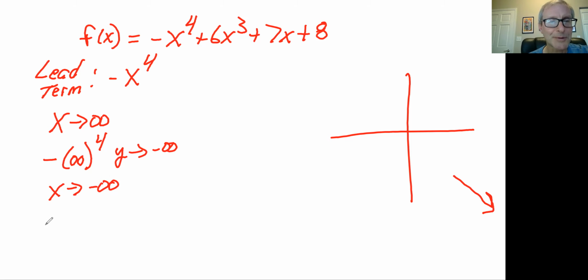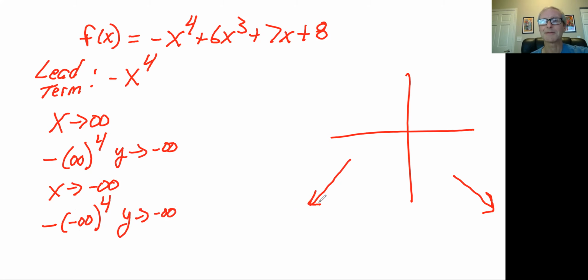Well, you plug that into the leading term. And what do you get? Well, you have four negatives for the fourth power, and then 1 out front is 5, so that's odd as well. So you could see that both of these actually go down. And so over here at the end of that graph, it would go down as well.